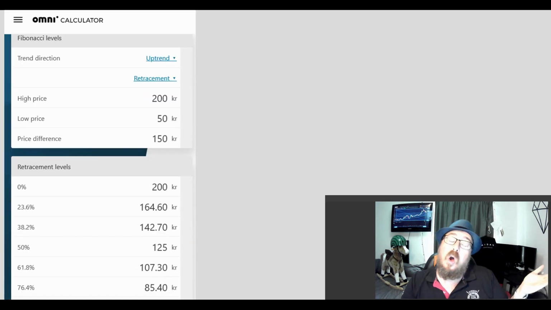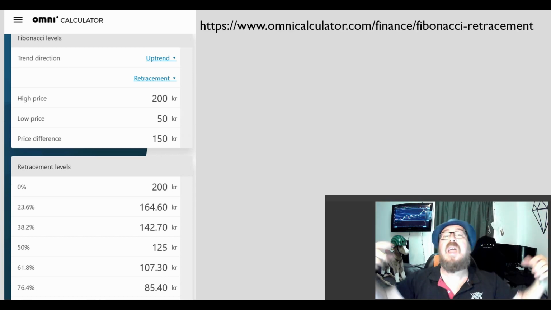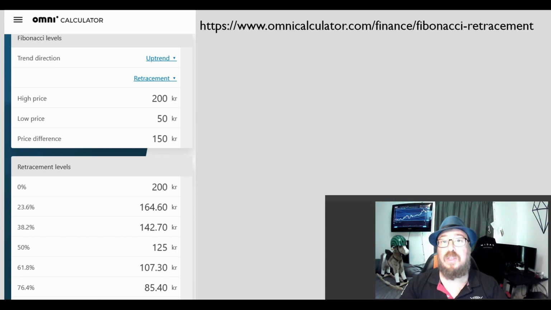Now, I did work all that out manually, but if you wanted to take the cheat's way, you can go to Omni Calculator. They have a Fibonacci retracement level calculator, which you can put in all the numbers yourself and work it out. I will put a link in the description below, and you can just check that out.